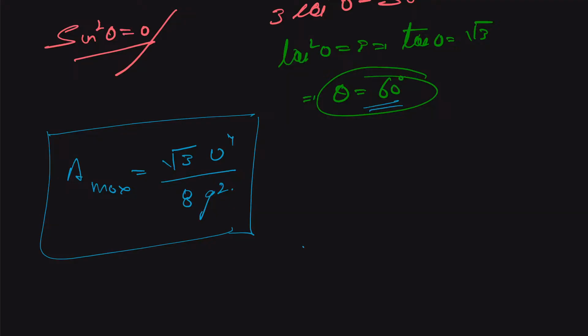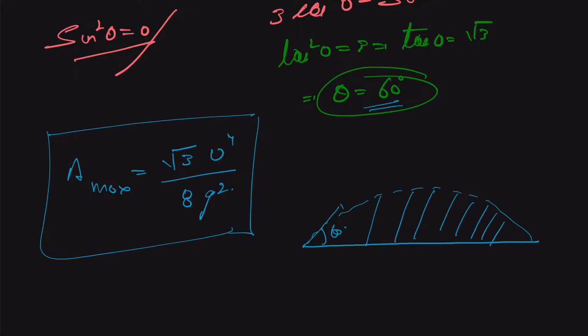So what we found is that for a projectile, if the angle of projection is 60 degree, then the area under this trajectory will be maximum, which is our A max. So we have also found the value of A max as well as our angle theta. So these were the 3 questions for today.